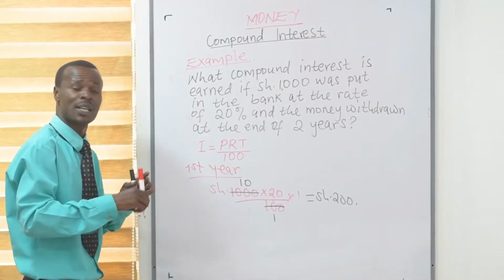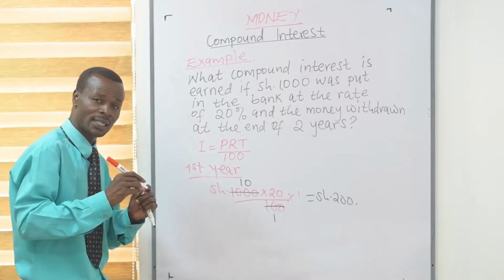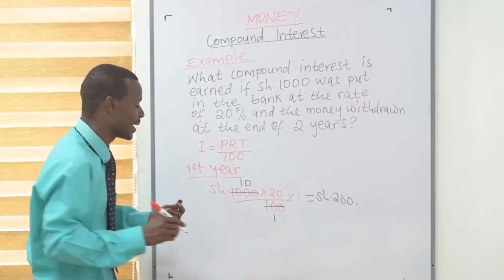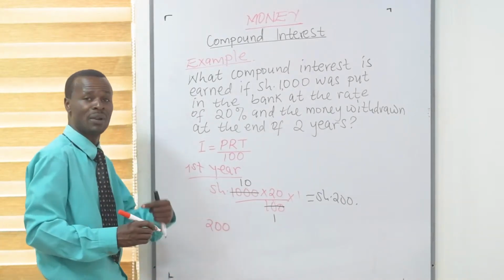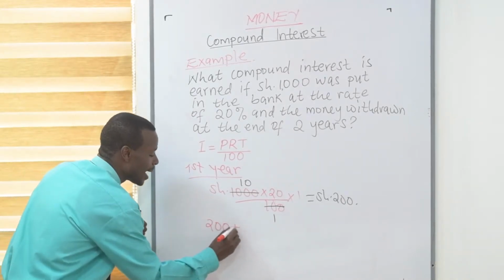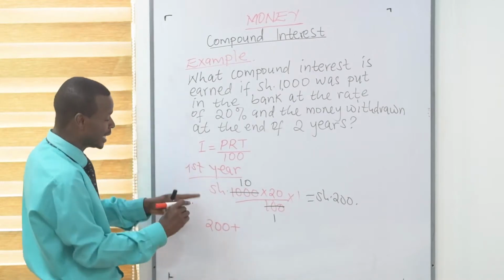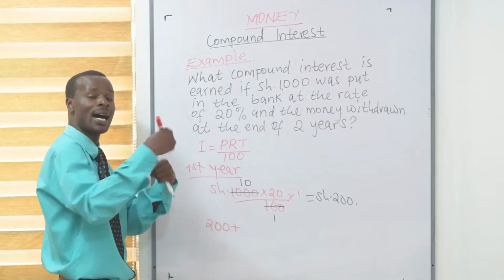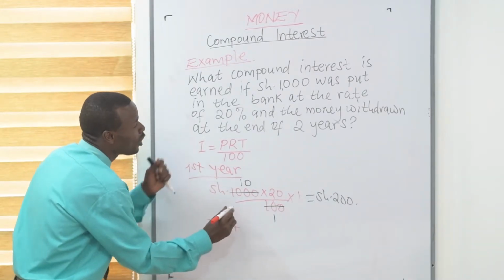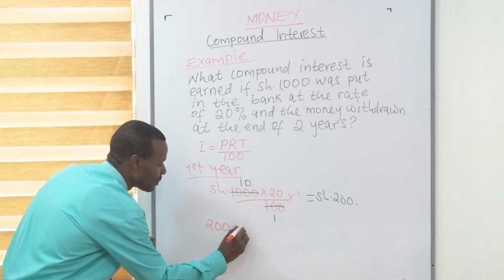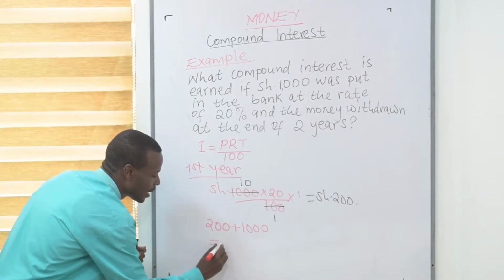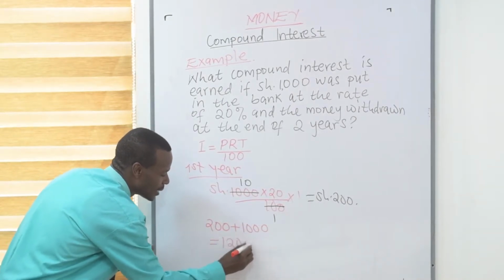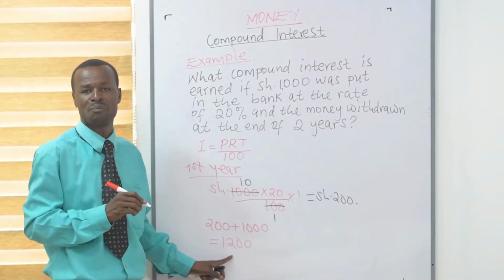We move to the second year, but before we start calculating the interest for the second year, we take the 200 shillings that we accumulated in the first year, we add it to our original amount of money that was put in the bank, that is 1,000 shillings. And what do we get? We get 1,200. This becomes our new principal.